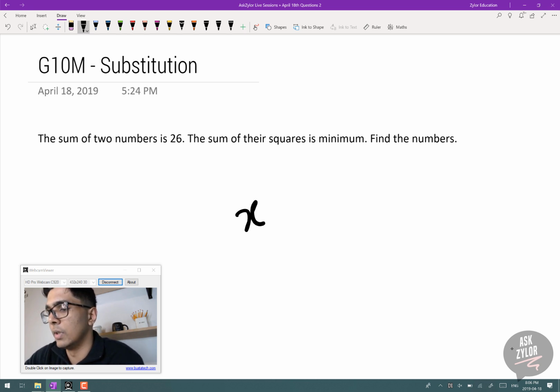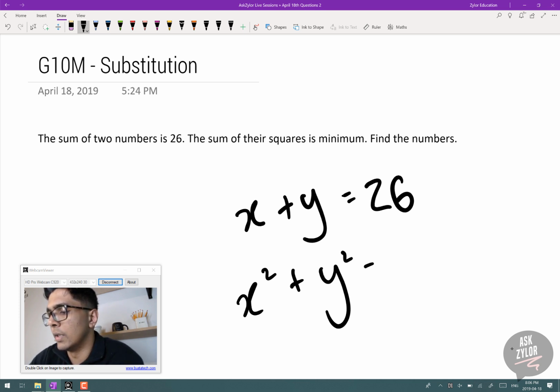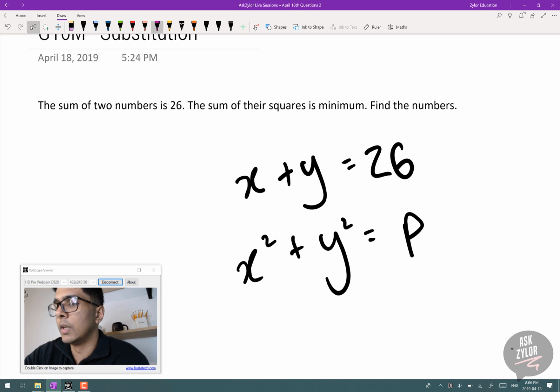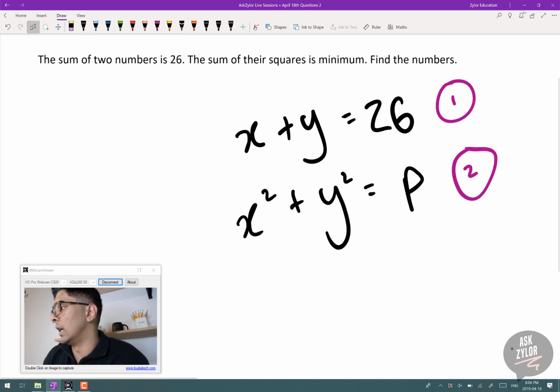So I'm going to say two numbers, x and y. X and y give me 26. And the sum of these squares is minimum. So x squared plus y squared is equal to a minimum number. I'm just going to say P for now. So I'm going to label my first equation 1, second 2, and then I'm going to isolate my first equation for y.